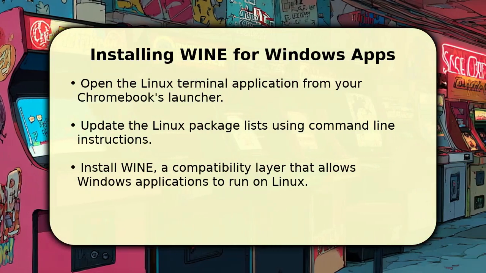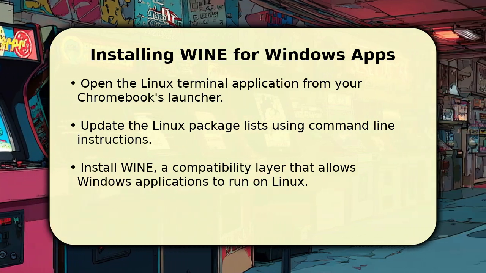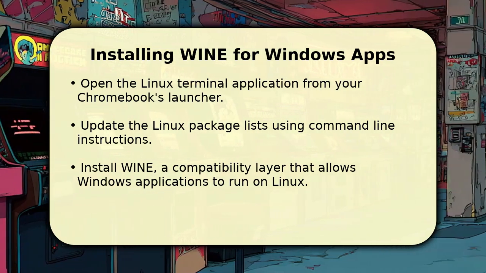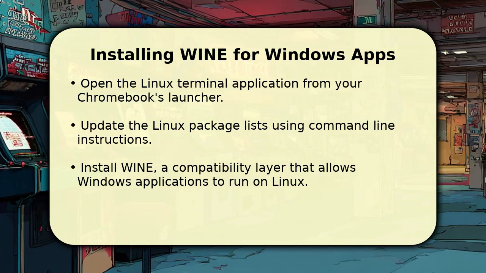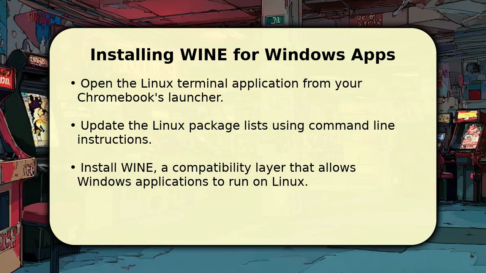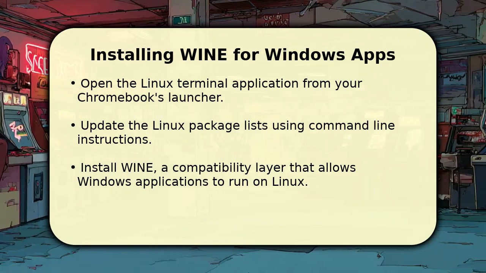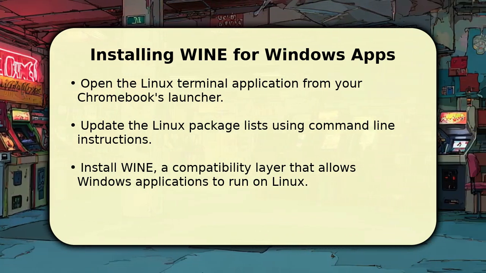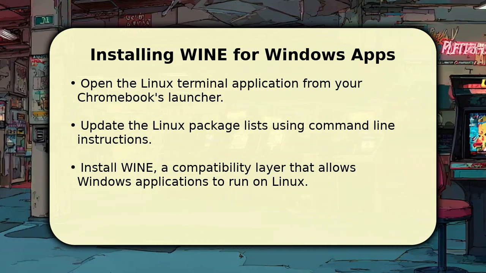After Linux is successfully installed, open the terminal app found in your Chromebook's app launcher. Within the terminal, you will type and execute a few commands to update your system's package lists and then install Wine. Wine, which stands for Wine Is Not an Emulator, allows your Linux environment to run software designed for Windows. This download can be quite large, potentially several hundred megabytes, so be prepared for it to take a little while.